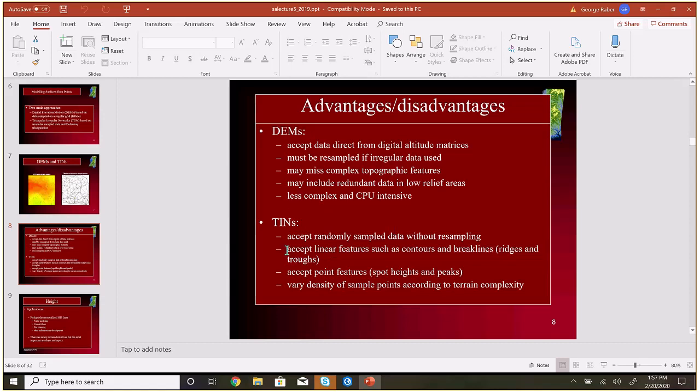Another advantage to TINs is that you can force TINs to have specific contour lines in them, so you can actually really model specific objects in your TIN. Basically, you can have a varying degree of complexity inside the TIN. In some areas, you can be really coarse, and in some areas, you can be really precise. Whereas in a DEM, since it's regularly spaced, it's either 2 meter, 3 meter, 4 meters. The whole thing has the same resolution associated with it.